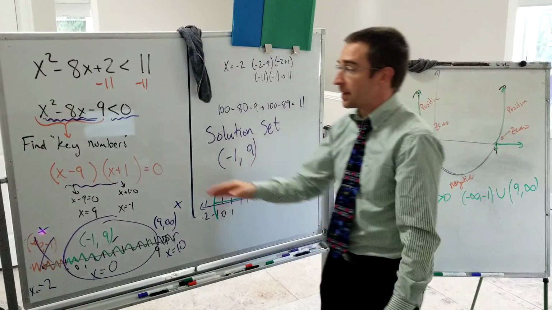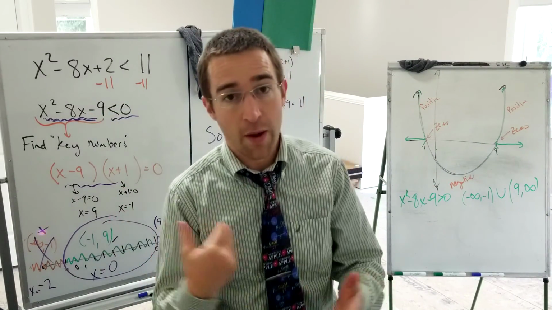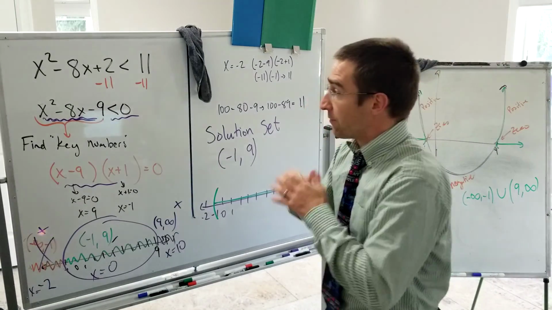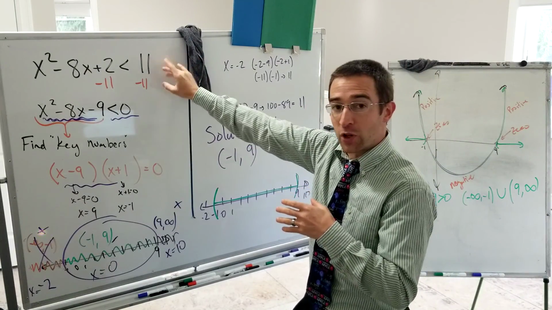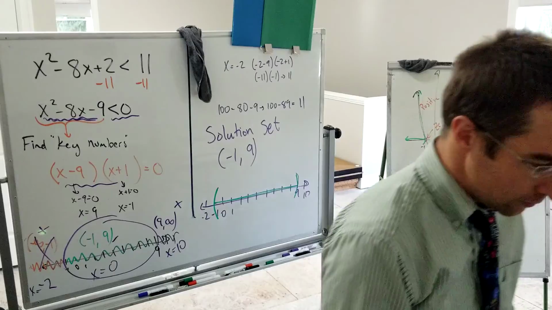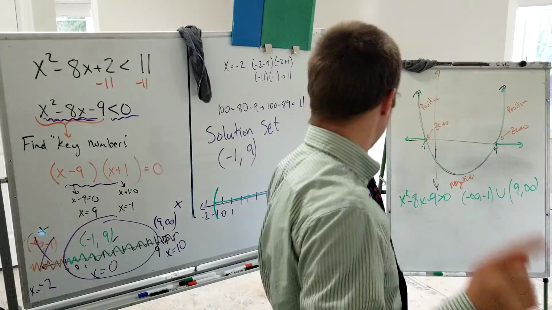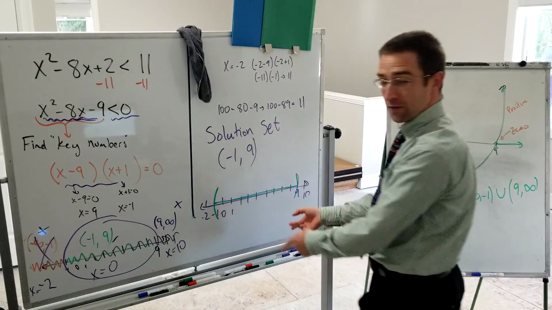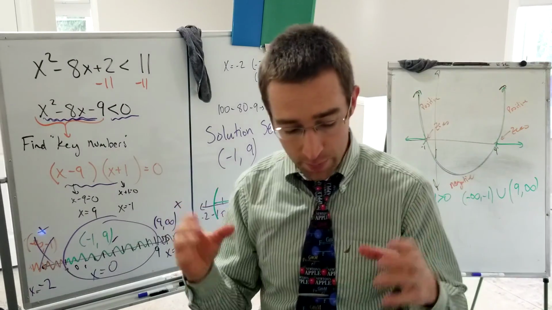Remember that's what it means. Less than 0 is negative, greater than 0 is positive. And that first step, don't forget that first step: try to make one side equal 0. All right. And also, make sure you're using these parentheses instead of open circles. If it's or equal to, we use a bracket.